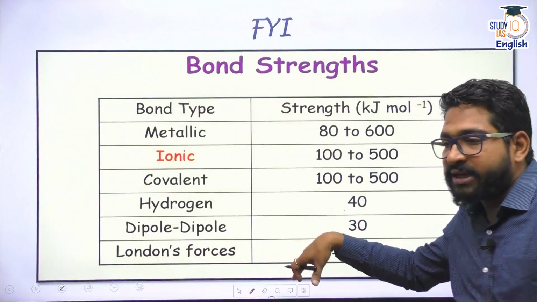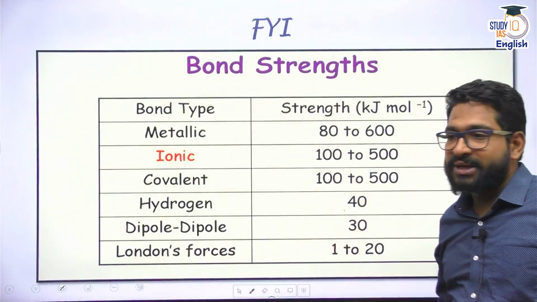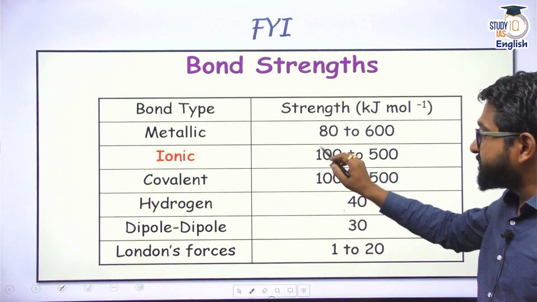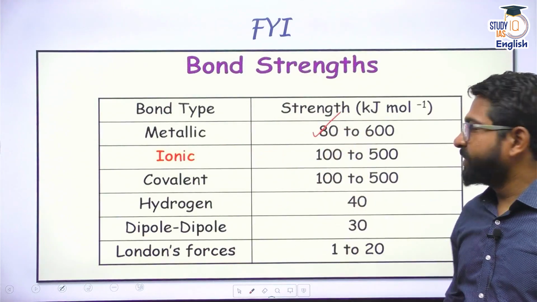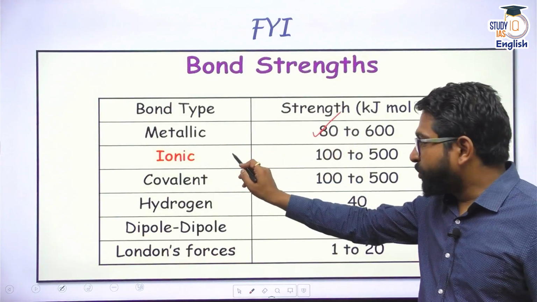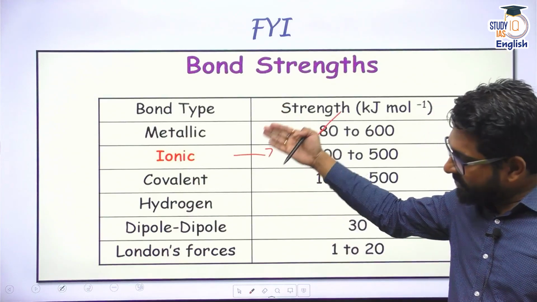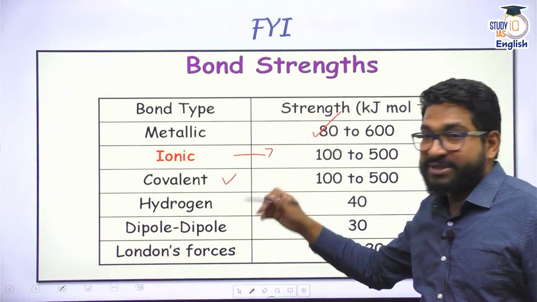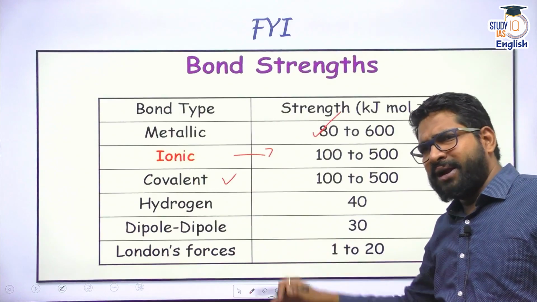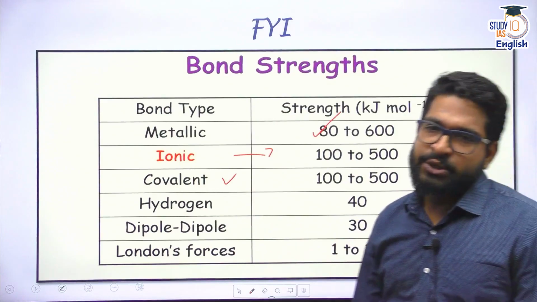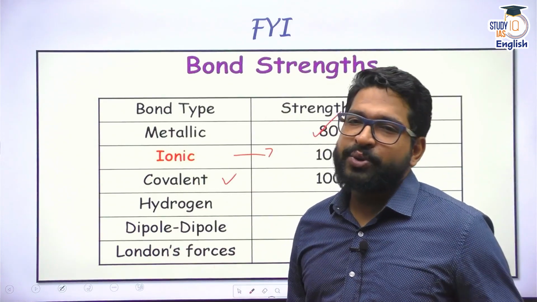In fact, this is the hierarchy of the strength of different bonds that we have. A metallic bond is extremely strong. Then you have ionic bonds at the second number. Now, a little weaker than ionic bonds are the covalent bonds. Then the hydrogen bond, dipole-dipole bond, and London dispersion forces. So we'll talk about these bonds also in our subsequent classes.